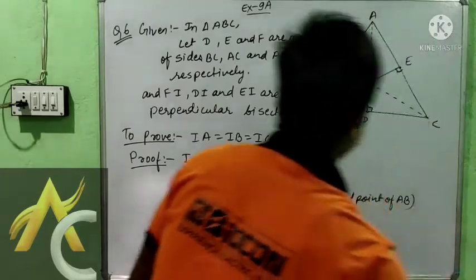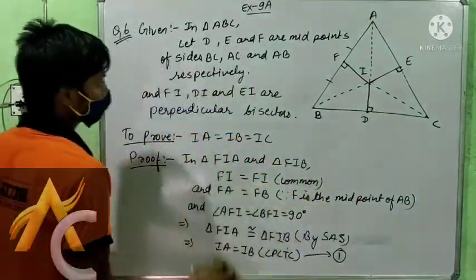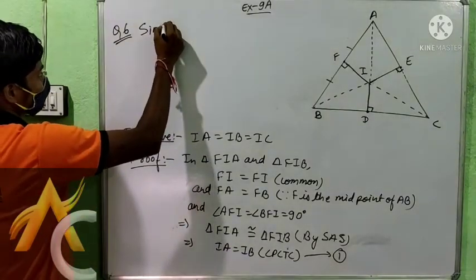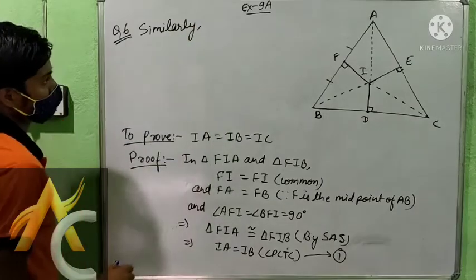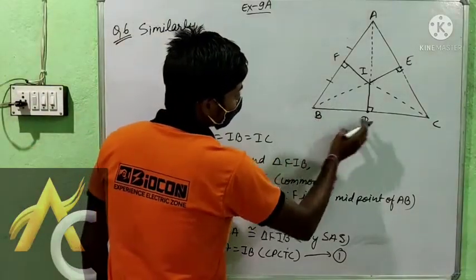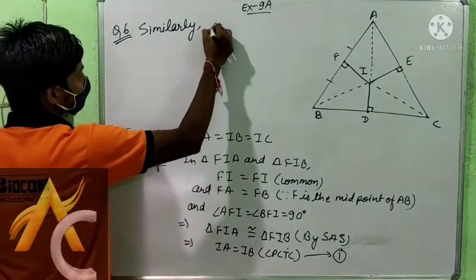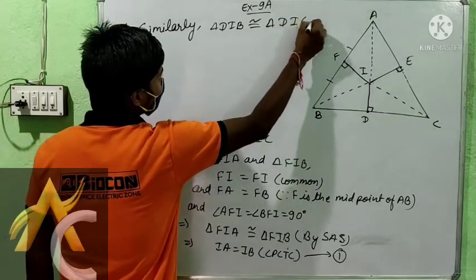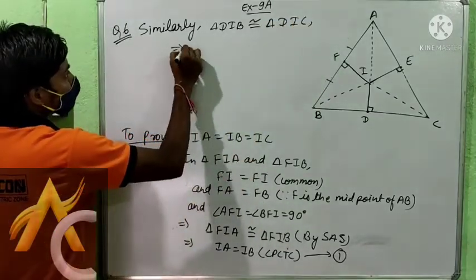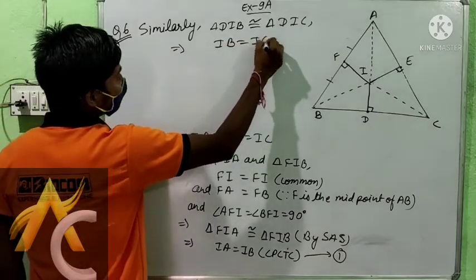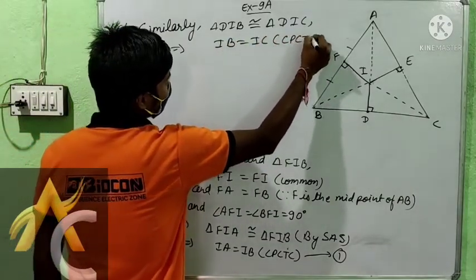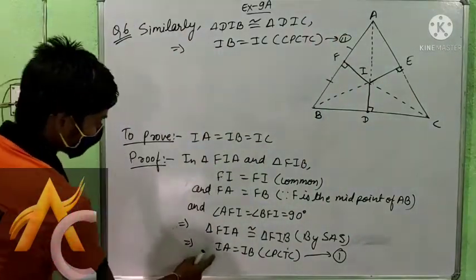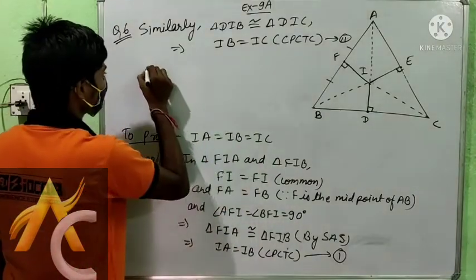Similarly, we can prove that this triangle is congruent to this triangle, right? Similarly, triangle DIB is congruent to triangle DIC. That implies from here we can write IB is equal to IC, CPCTC. This will be our equation number 2. From equation 1 and from equation 2, we can write IA is equal to IB and IB is equal to IC.